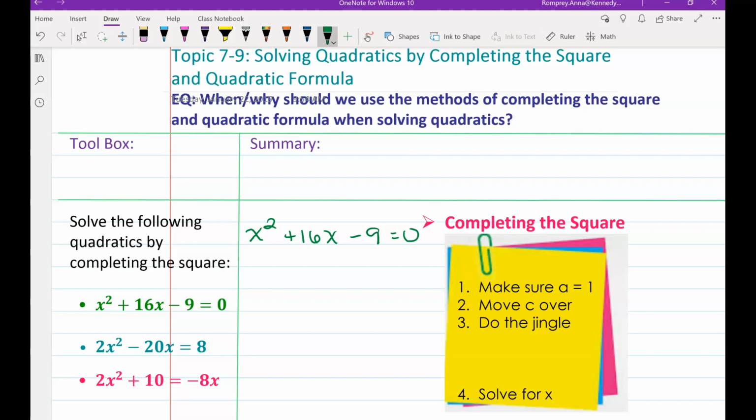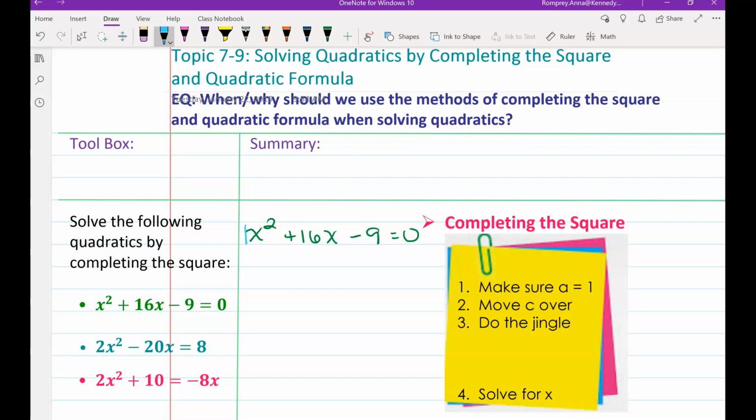There are a few things you need to make sure happen. First thing, make sure A equals 1. So in this case, x squared, yes, A is 1. Awesome. Now, normally I would go to factor and I'd say A times C, 1 times negative 9. Factors of negative 9 that give me 16. The biggest factor is 1 and 9. The biggest I could possibly get is 10. So I can quickly see this is not factorable. But that doesn't mean there's not a solution. So to find the solution, we're going to use completing the square.